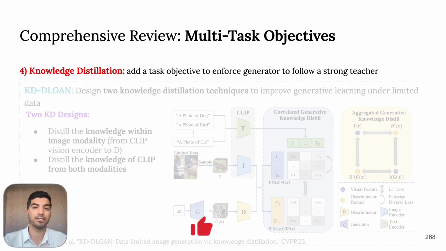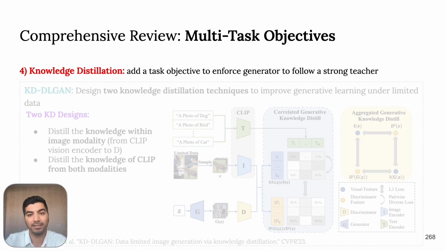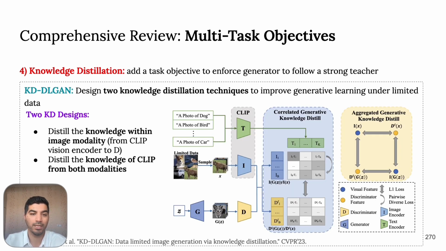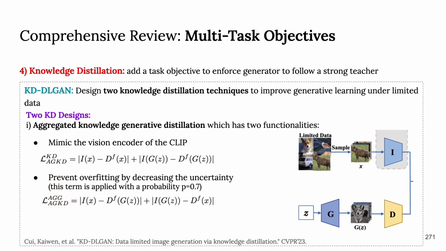Another subcategory is knowledge distillation. In knowledge distillation, we add a task objective to enforce generator to follow a strong teacher and distill this strong teacher's knowledge to the generator. For example, we have KD-DLGAN from CVPR 2023, and they have two knowledge distillation or KD designs. The first one is to distill the knowledge within image modality, and second one is to distill the knowledge of CLIP from both modalities. For the first one, they have two components.